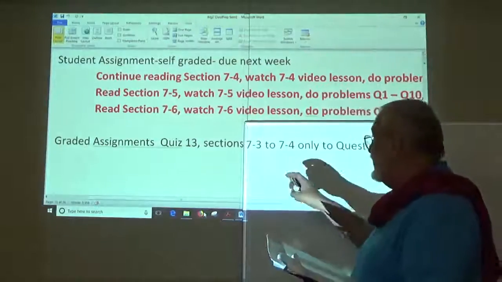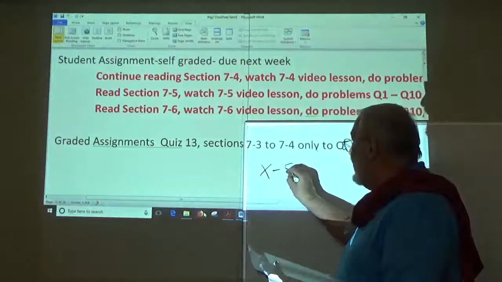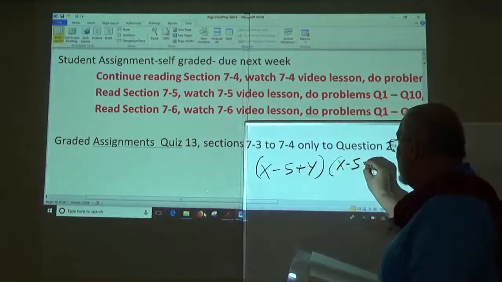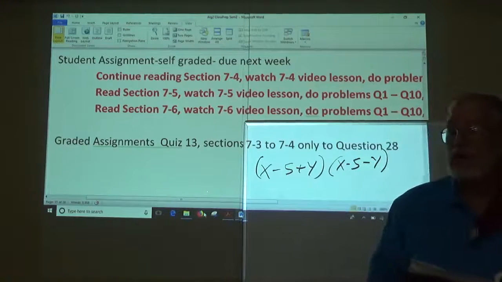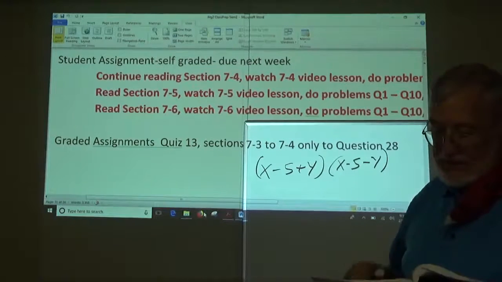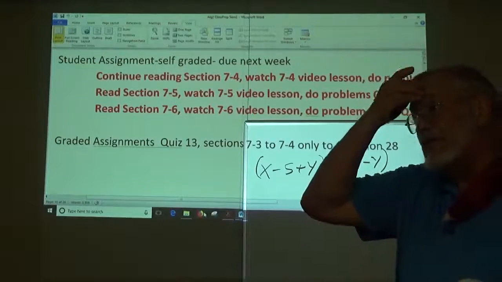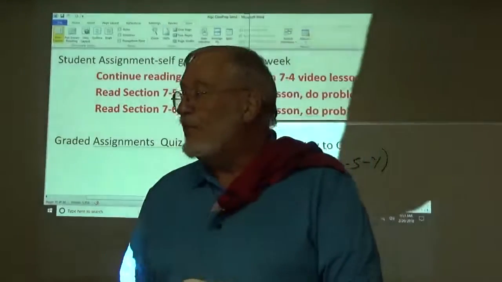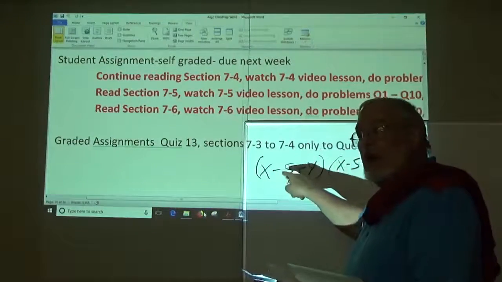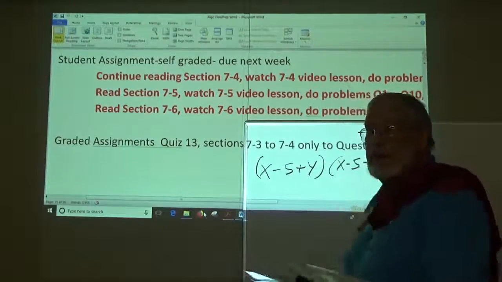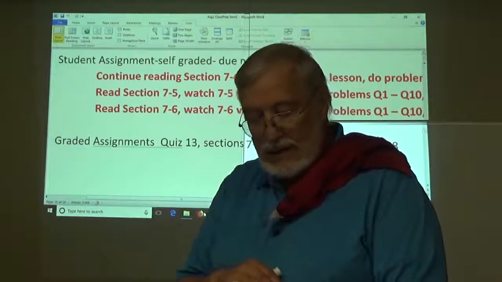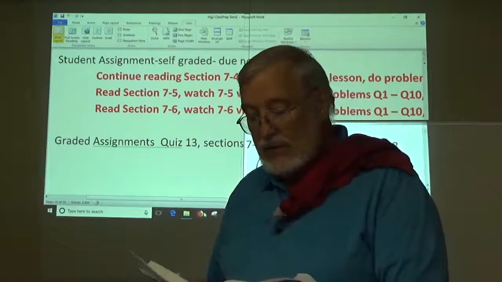So, x minus 5 plus y times x minus 5 minus y becomes the 2 polynomials. All right, so that's what those 4 problems are asking you to do, is to remember that a perfect square has a middle term that's 2 times, because there's 2 of them, one inside, one outside, the square root of that last term. All right, now let's turn to top of 342.